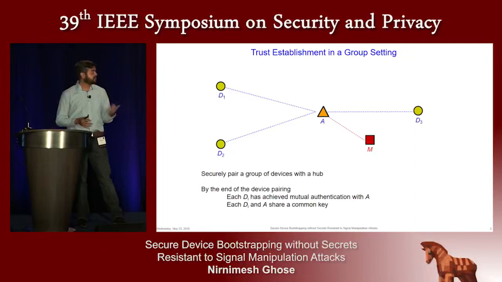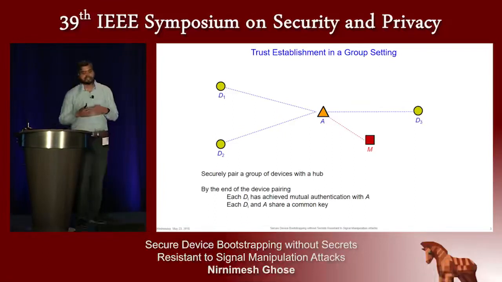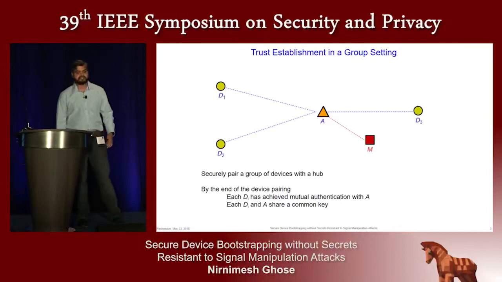And in process, this can be extended to the trust establishment in the whole group. In our work, we look into the scenario in which multiple devices connect to a central hub. So we look into the secure pairing of a group of devices to the hub. And by the end of this device pairing, each device will have achieved mutual authentication with the hub, or each device and the hub will share a common key.